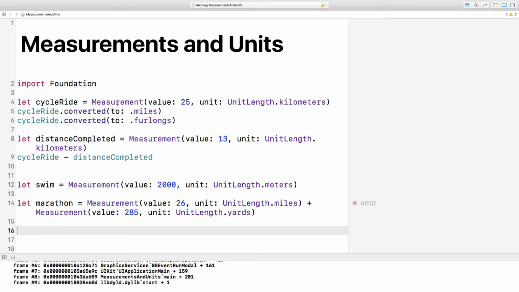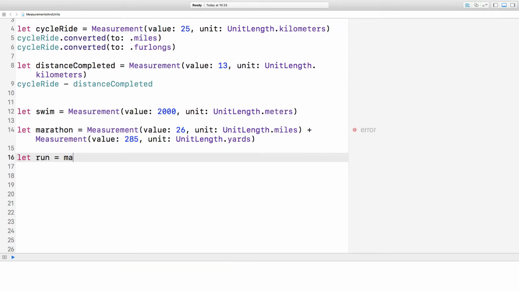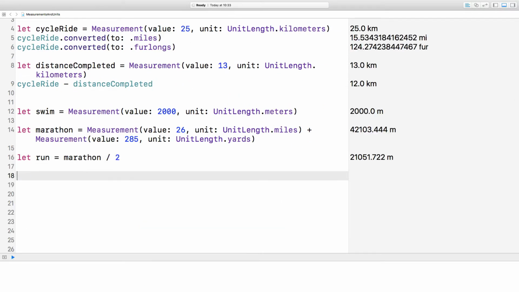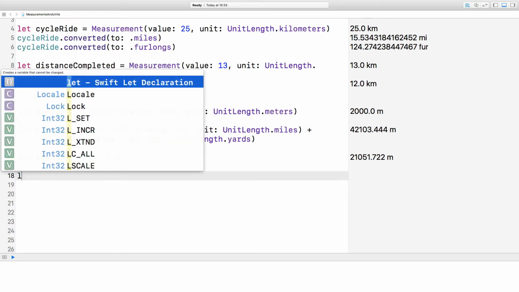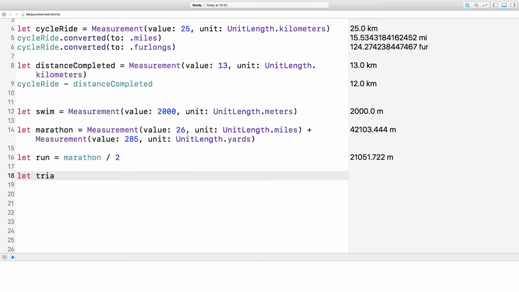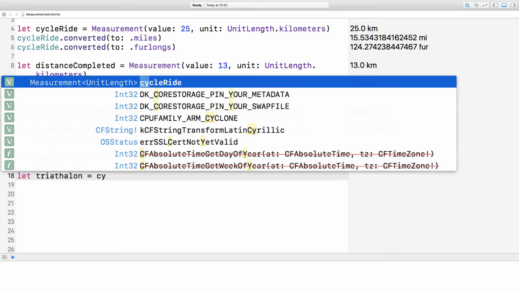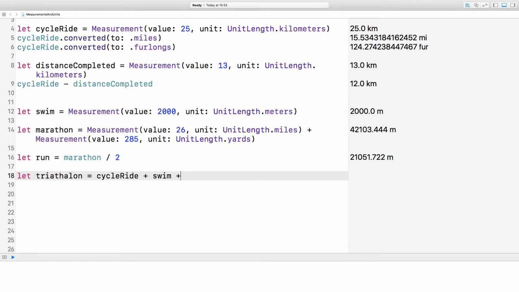Here I'm adding two measurements together that actually have different units. How can it do that? Since both of these units are part of the length dimension, it converts them back to the base unit, i.e. meters, in order to perform the addition operation. Then I can divide it by 2 to get my half marathon length, and from that I can add all of these three things together to get the entire length of the triathlon, 48,000 meters.